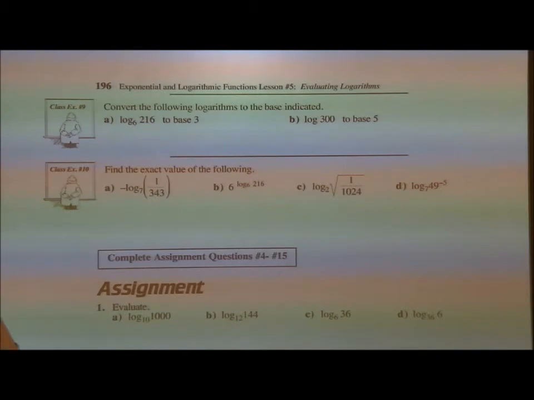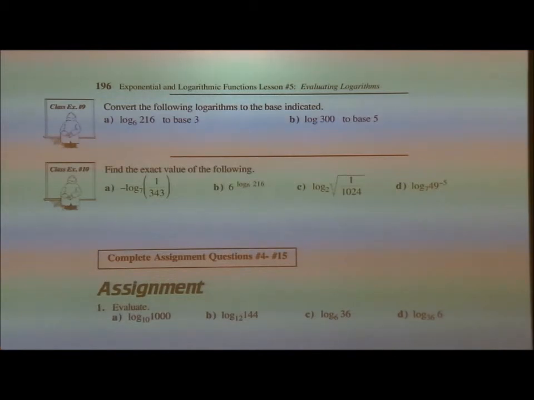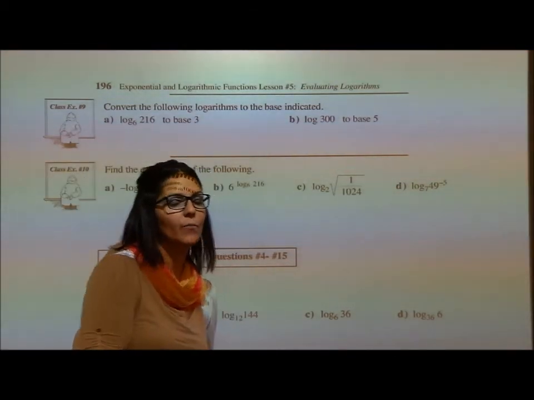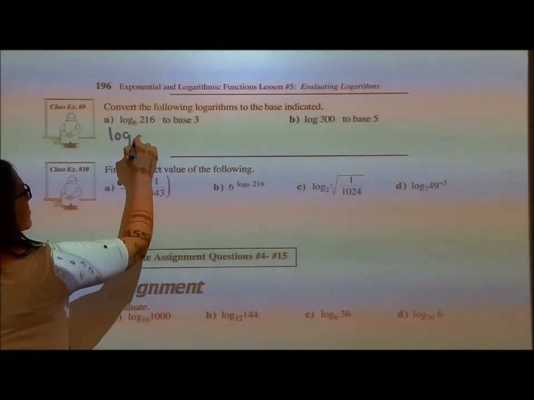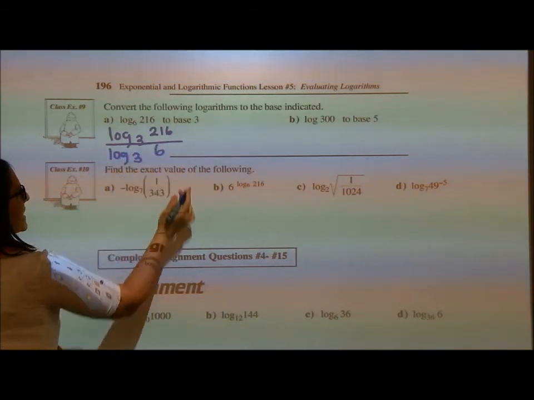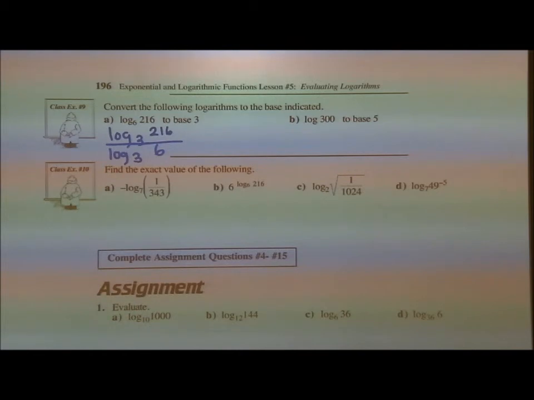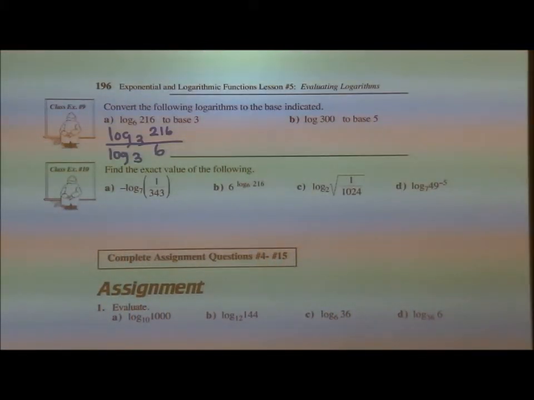So class example number 9 says to convert the following logarithms to the base indicated. So if I had log base 6 of 216 and I wanted to write it as a base of 3, the way that I would change that is I would write log base 3 of 216 divided by log base 3 of 6. I'm not evaluating it, I'm simply changing the base. So then what would I have for B? Take a moment to look at it and write down what it would be if I wanted to change the base to 5.